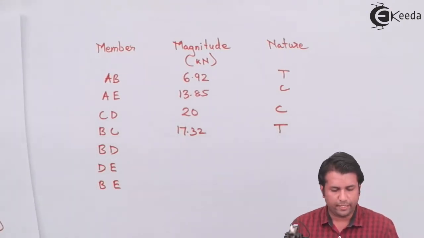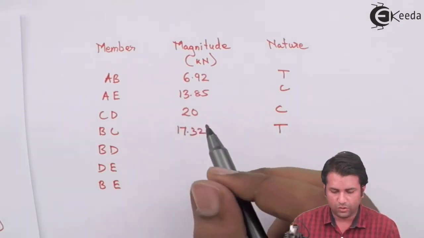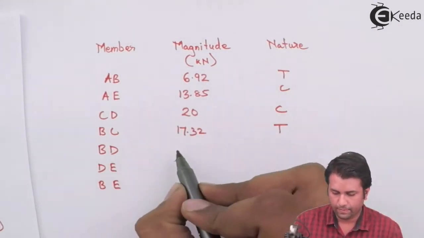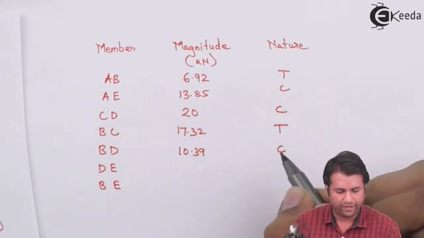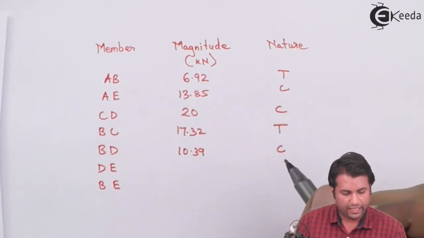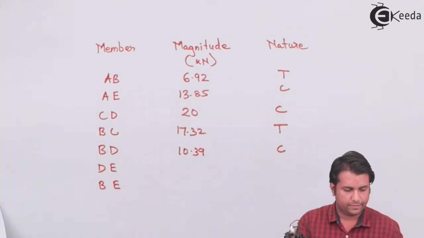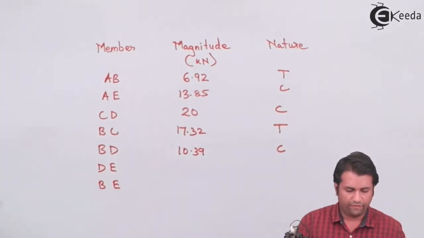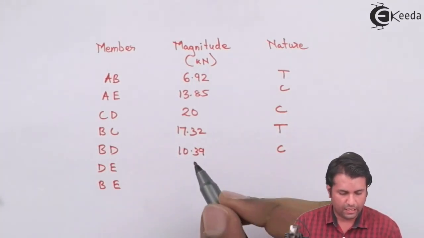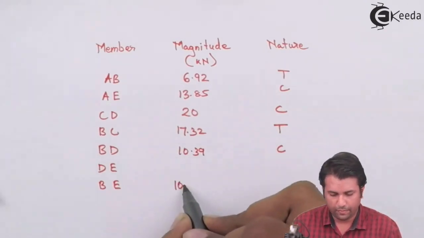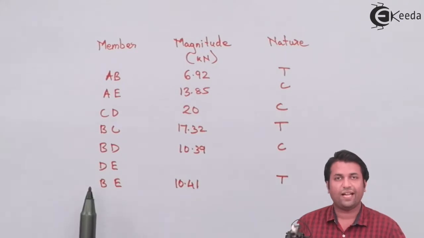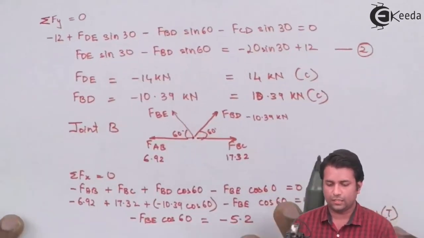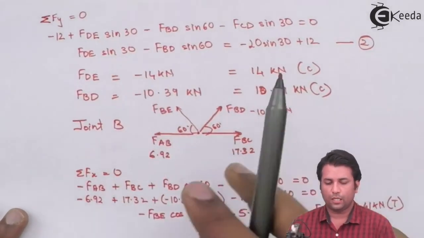And if I take joint B, I'm getting the values for BD as 10.39 compressive. Before DE, I'll just write for BE, I got it as 10.41 tensile. The value for DE that I have got is 14 kilonewtons compressive.